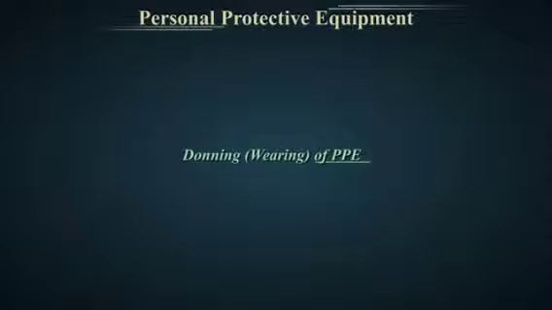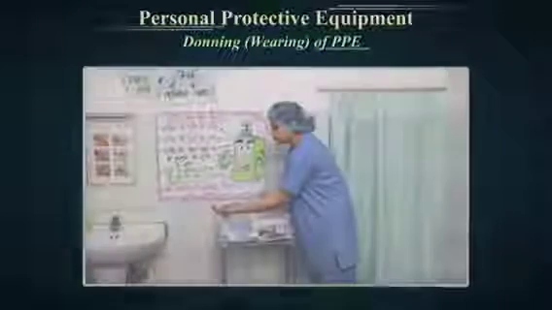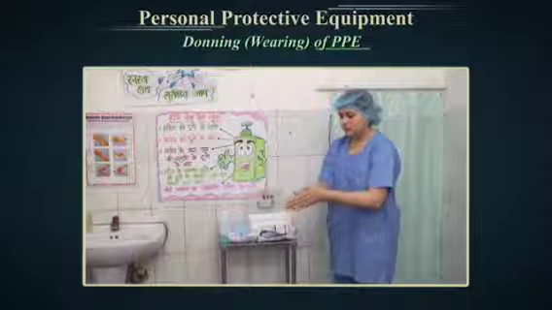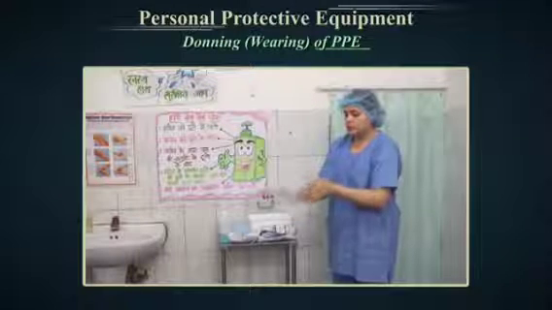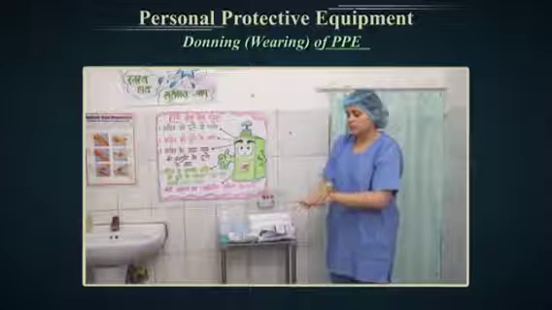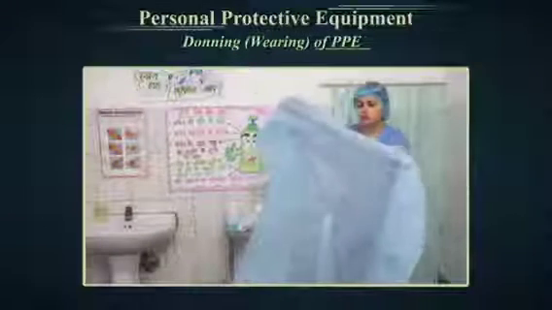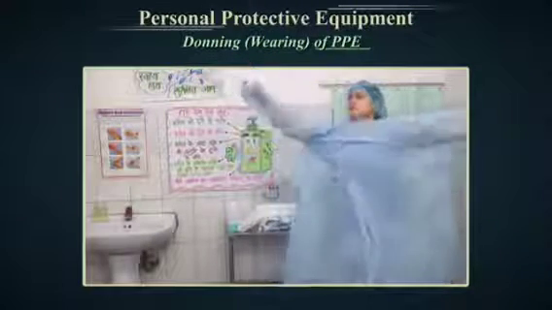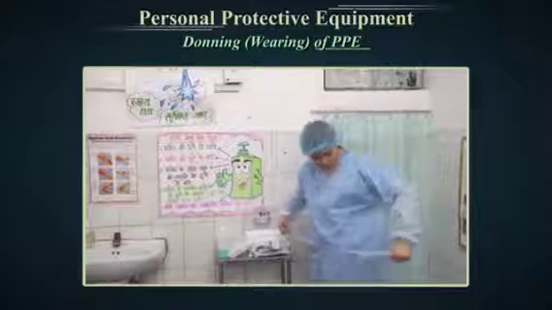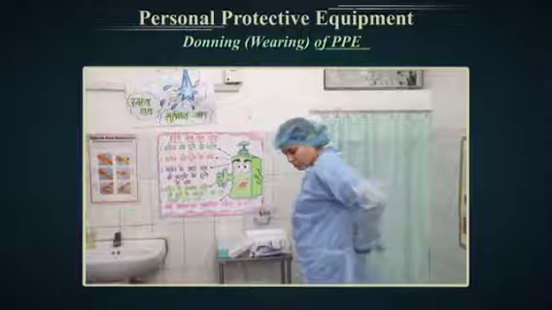Donning of PPE. The first step in donning of PPE is good hand hygiene. Follow all steps of hand hygiene before wearing personal protective equipment. The second step is donning the gown. Gown should be fastened at the back of the head and the waist by tying the ends.